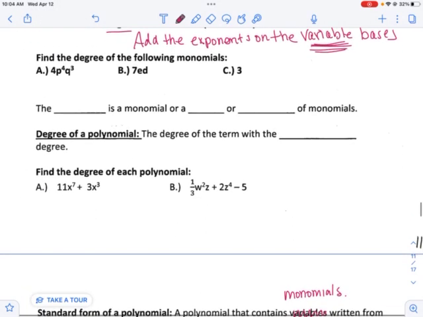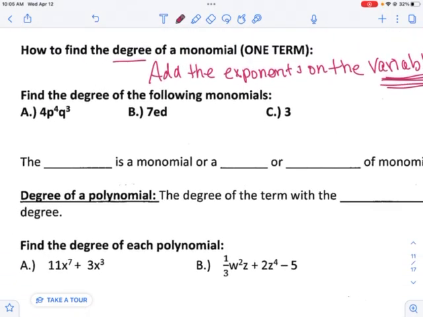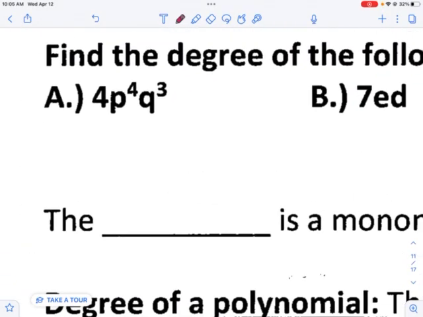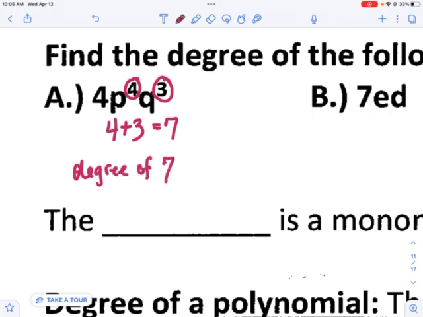So if I look at my examples, A, B, C, so take a look at letter A. I have 4, p to the 4th, q to the 3rd. So there's a variable base. I'm going to circle the exponent of 4. I'm going to circle the exponent of 3. I don't worry about anything with that 4, okay? Because it's not a variable base. So to find the degree, I'm just going to add them. So we have a degree of 7. Okay, this is a monomial, degree of 7.